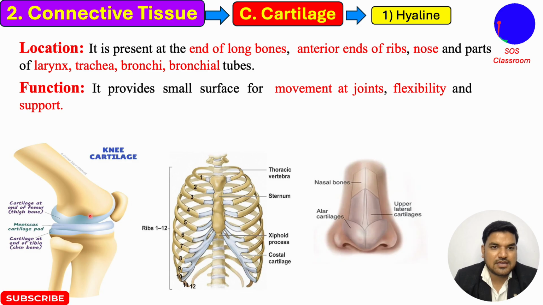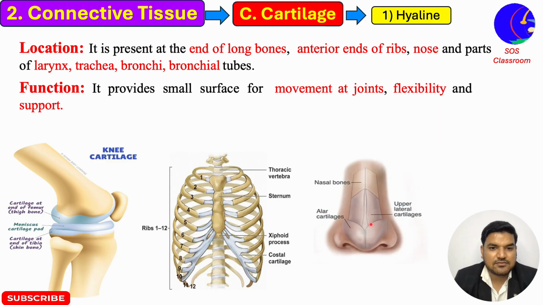So you can see this is the end of a long bone. This is your femur, this is your tibia and fibula, and this is the knee cartilage. Cartilage is helpful to prevent friction, works as a cushion and provides movement. And this is the anterior end of ribs. You can see this is the sternum, and different ribs are joined with the sternum with the help of cartilages.